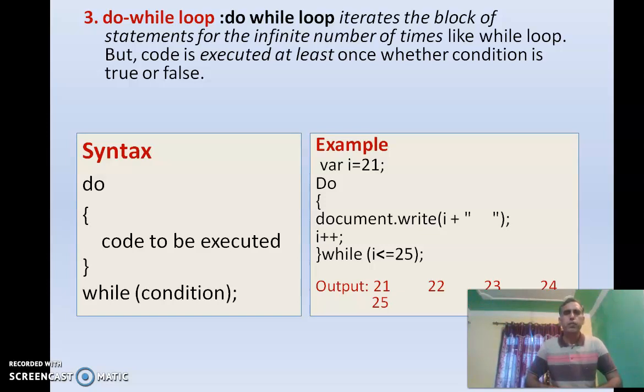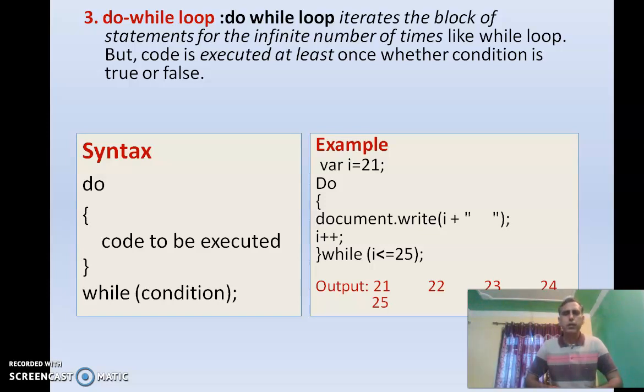Syntax of do while loop. Do begin, then the code to be executed, and while condition. For example, where i is equal to 21, do document.write i plus space, i++, while i is less than or equal to 25.